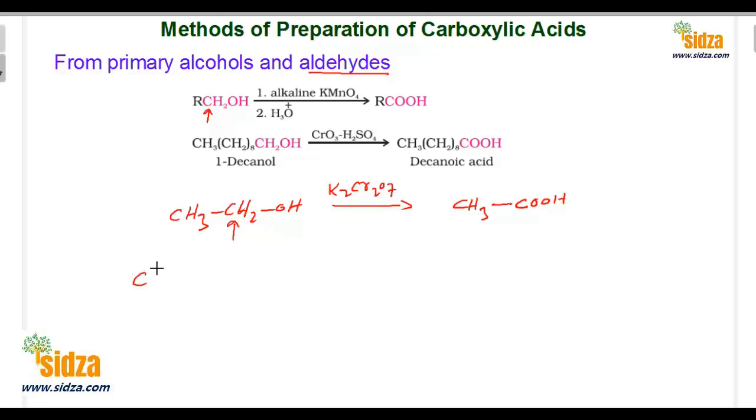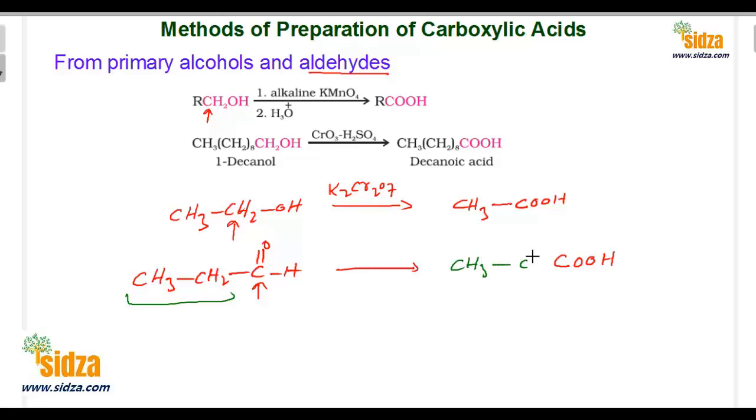Suppose you have here CH3CH2CHO. If you use potassium dichromate here in the acidic medium, again the same oxidizing agent, or KMnO4, it will convert into carboxylic acid. The aldehydes can be converted into carboxylic acid, so you get a COOH here, and the alkyl group that is attached here will be CH3-CH2-COOH. So aldehydes can be converted into carboxylic acids using these strong oxidizing agents.